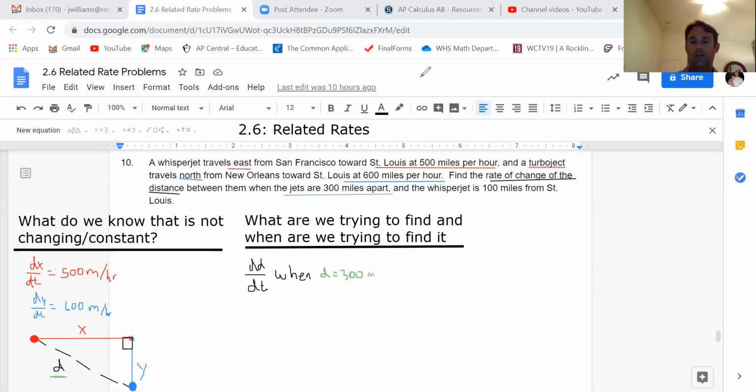And, oh, they told me something else. And, all right, and what else? And the whisper jet is 100 miles. Well, which one was the whisper jet again? That was the first one, right? All right, so that means when this one is 100 miles. So, whoopsie, that was a circle. When the whisper jet is 100 miles. So when X is 100 miles.